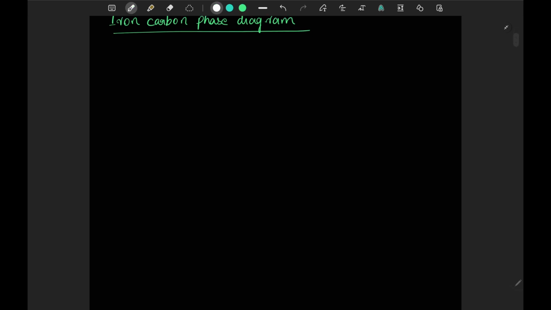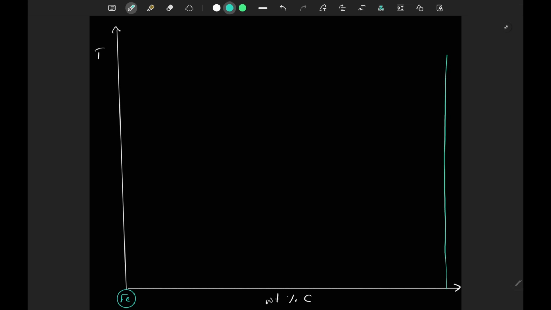So let us first construct the iron carbon phase diagram. For that, we have temperature on the y-axis and we have the weight percentage of carbon on the x-axis. And on the left side of the diagram, we have 100% of iron, and on the right side, we will consider for the iron carbon phase diagram until 6.67 weight percentage of carbon.